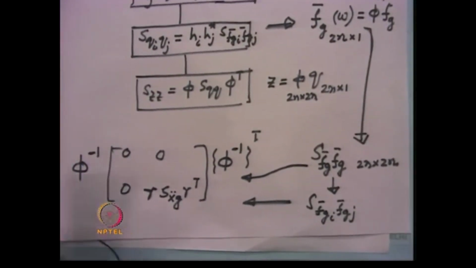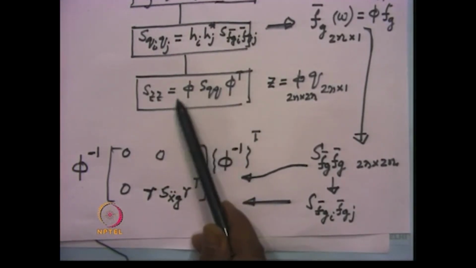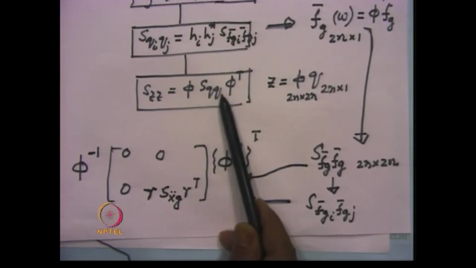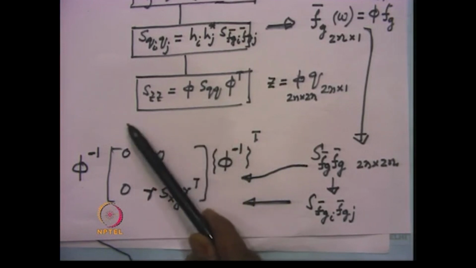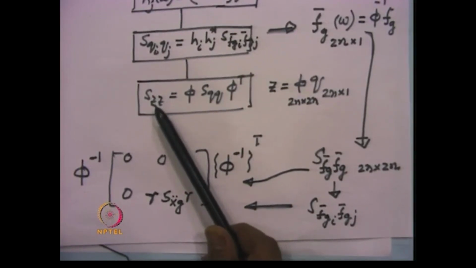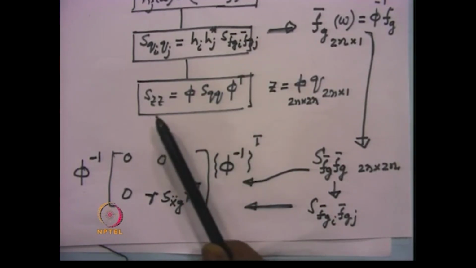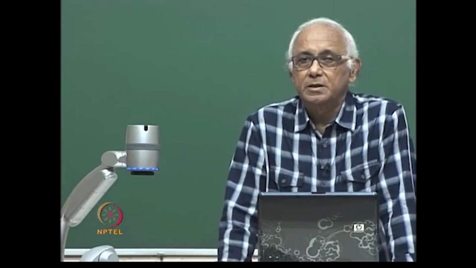And once we have the knowledge of S Qi Qj, then we can form the SQQ matrix, that is the power spectral density function matrix in the generalized coordinate, and obtain the power spectral density function matrix in the state space form, that is SZZ, which will be equal to phi SQQ phi T, and this SZZ matrix will contain both x and x dot. So, from that one can obtain all the power spectral density functions of displacement, velocity and any response quantity of interest.